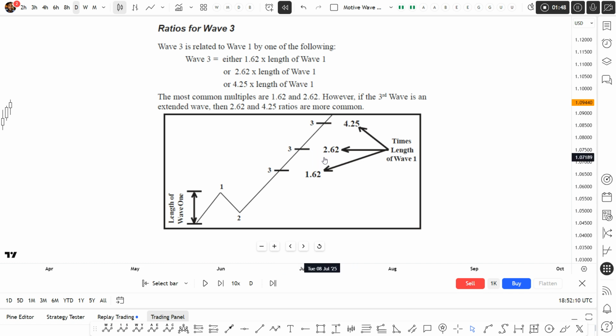But how are we going to make use of our fib extension? It is simply by clicking from the starting point of wave one to the end point of wave one, and to the end point of wave two. So we expect wave three should give us at least 161.8%, or this area here, or this. Those are what we use to know our end point of wave three.